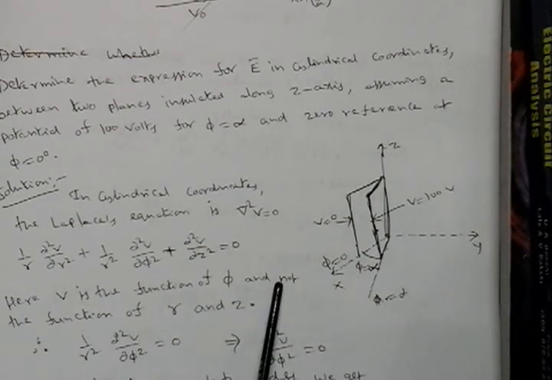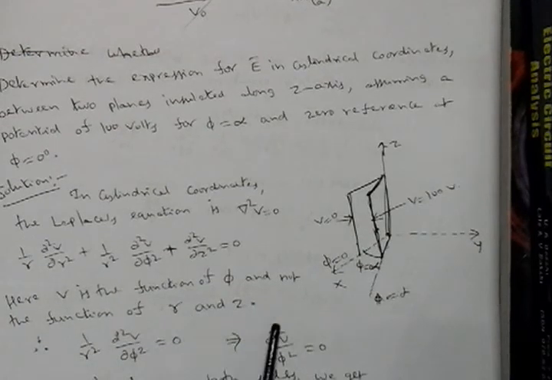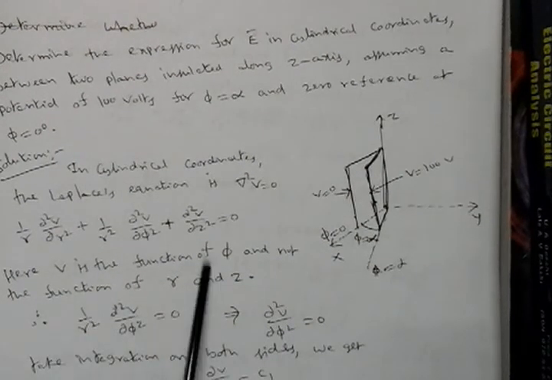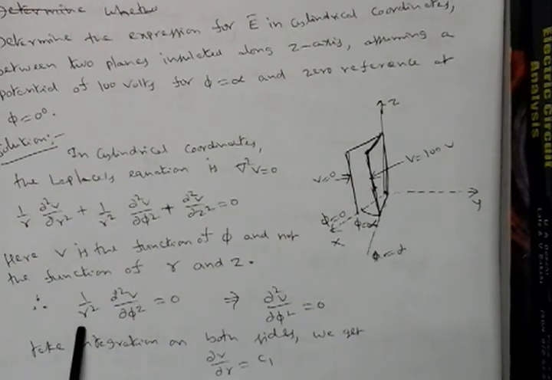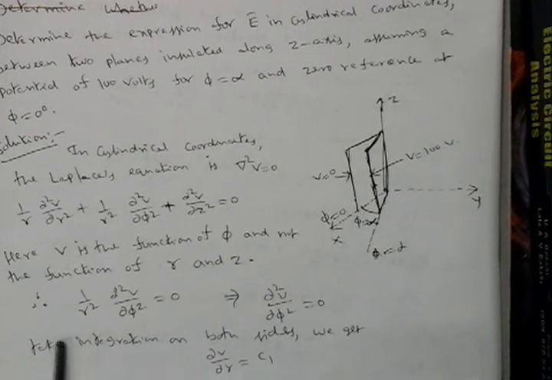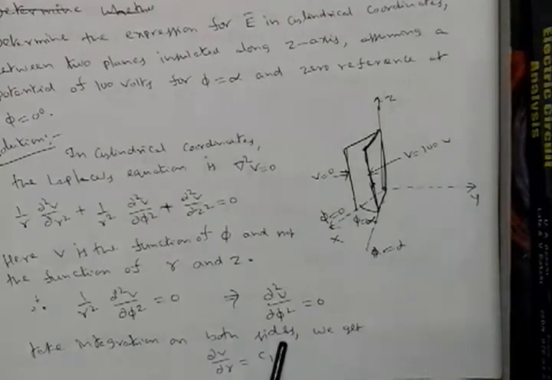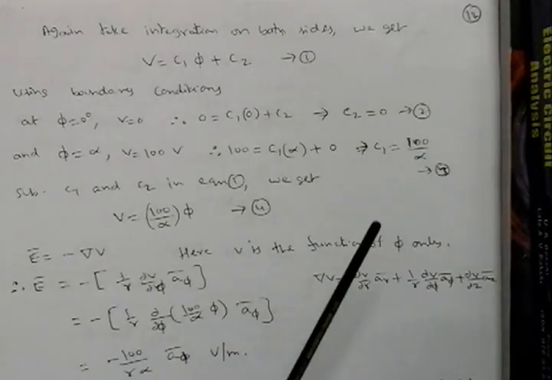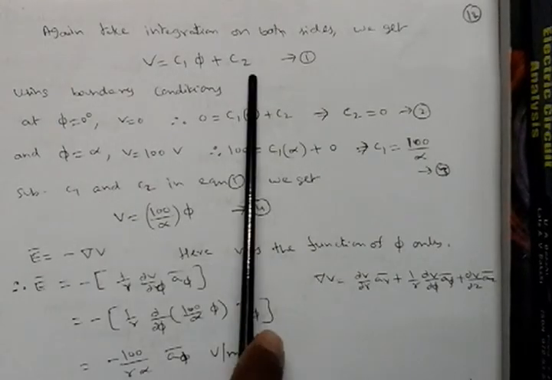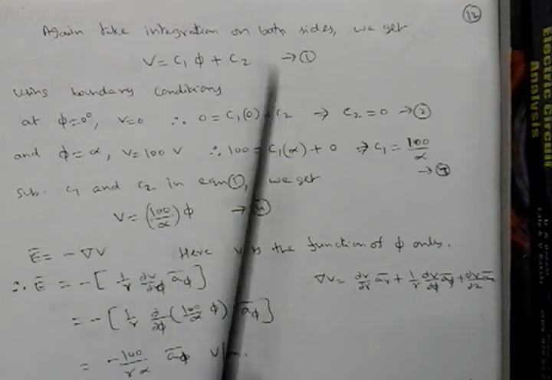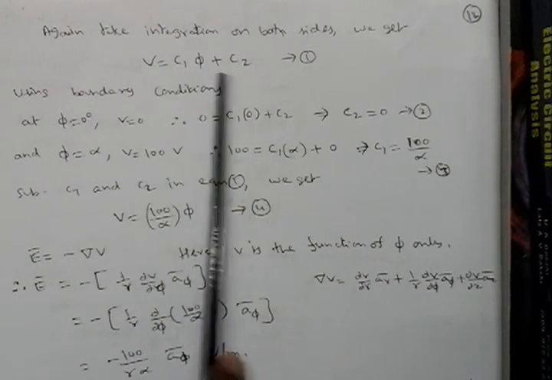So here V is the function of what? Phi only, and not the function of what and what? R and Z. So R term as well as Z term is neglected. Then rewrite the formula, then take the integration, double integration, then you will get the expression for V. So again, if you take the double integration, finally you will get V is equal to C1 phi plus C2.